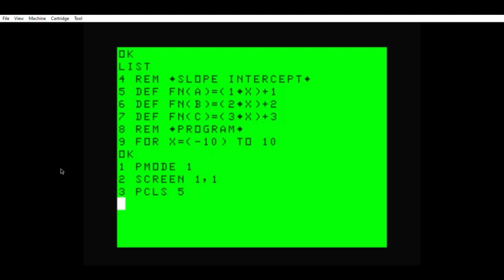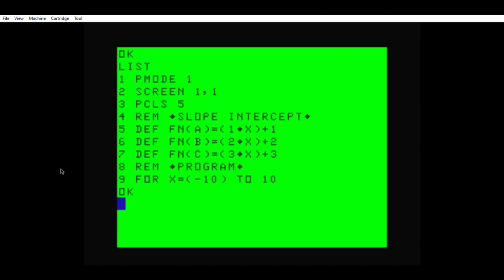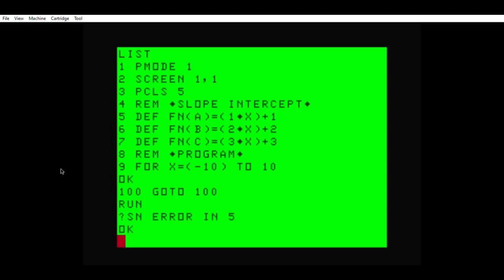Honestly, I don't know. I'm going to have to see what happens here. So let's see what we have so far. We should have a white screen. Syntax error in 5. Why do I have a syntax error there?